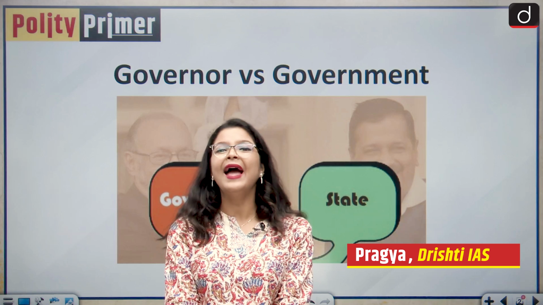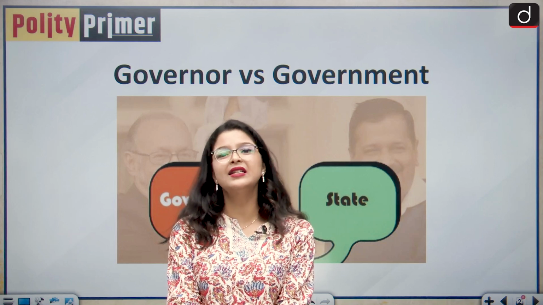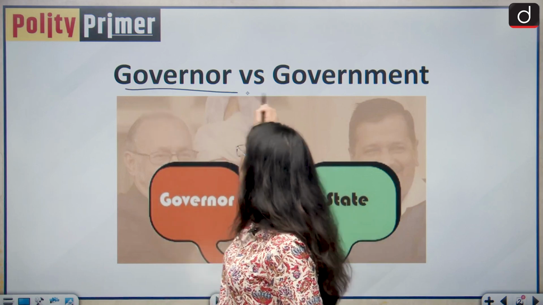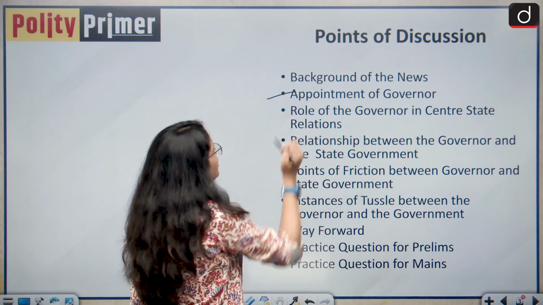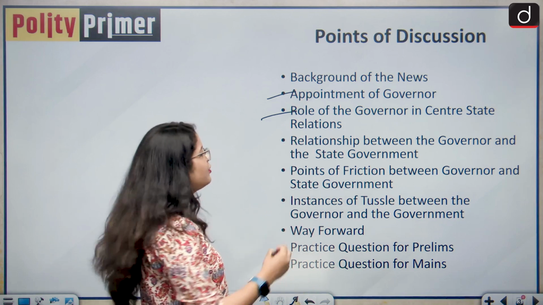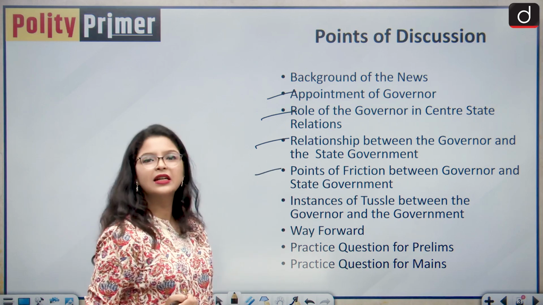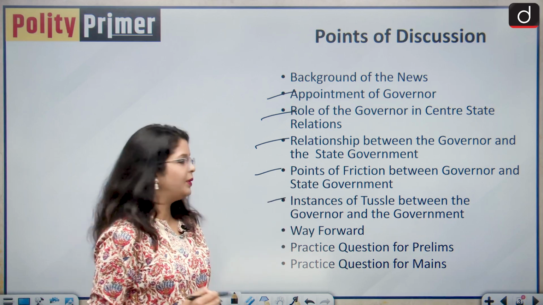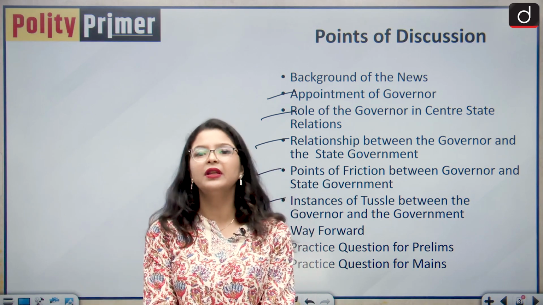My name is Pragya, and recently we are seeing instances of friction between the state governors and the governments. The title of our discussion today is Governor versus Government, and in this discussion we will be seeing how governors are appointed, the role of the governor in center-state relationship, and the relationship between the governor and the state government. We'll also see points of friction between the governor and the state government, analyze various instances of tussle between them, and try to find a way forward to manage these tussles between the governor and the government.